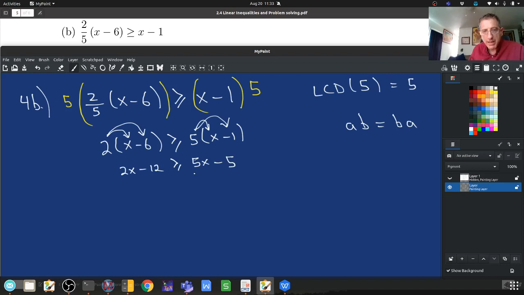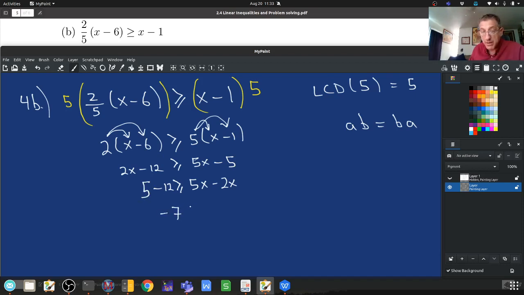So now I have to make the decision. I want to move my 2x to the other side. That's going to keep the coefficient of my x term positive. So my minus 12 stays there, and the minus 5 has to move to the other side. The price you pay is it changes its sign. 5 minus 12 is minus 7.